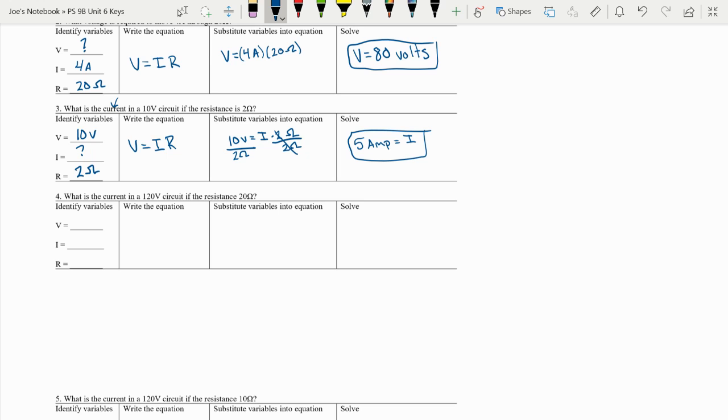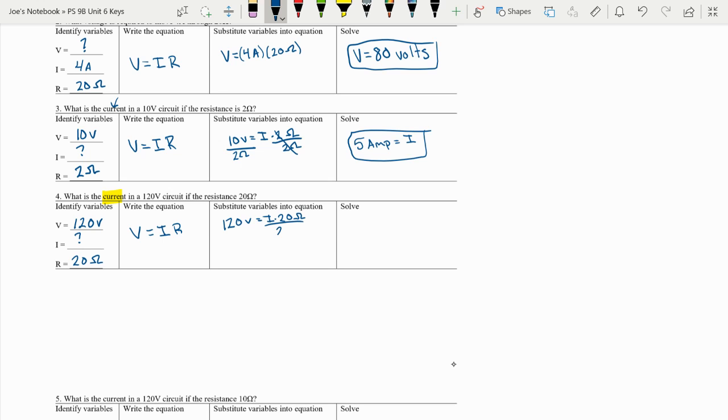Number 4: what is the current in a 120 volt circuit if the resistance is 20 ohms? Again, it's asking us what is the current, so our I is our question mark. That's the variable we're searching for. Our voltage is 120 volts, and our resistance is 20 ohms. Our equation, again, same one, V equals I times R. When we substitute those in, 120 volts equals I, because we don't know that yet, times 20 ohms.